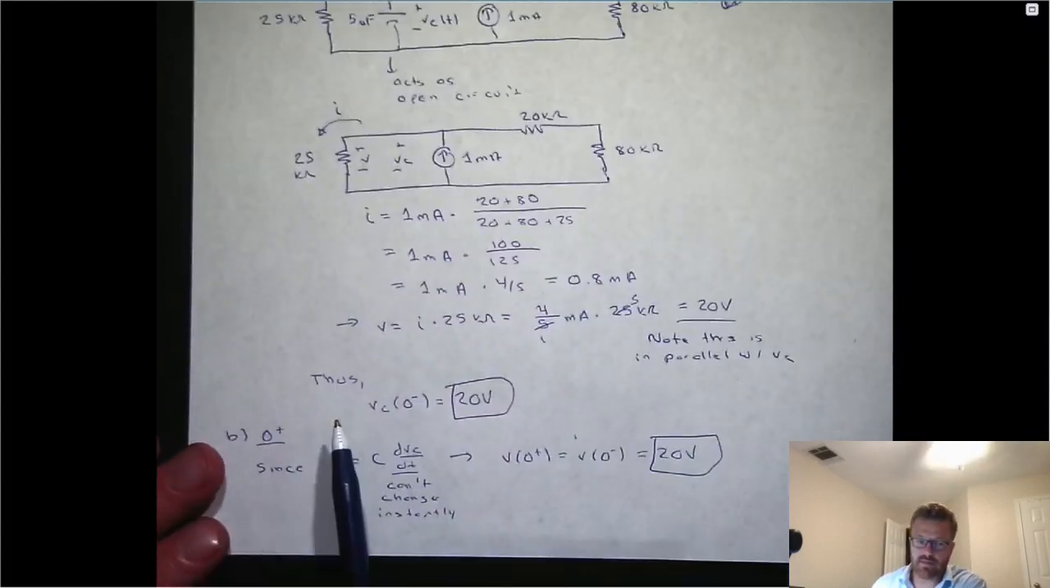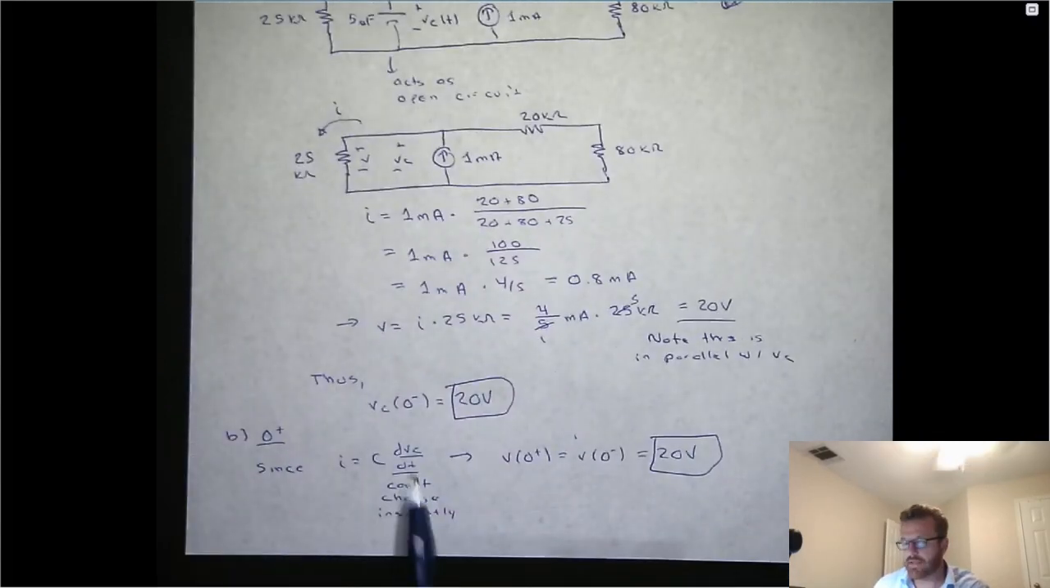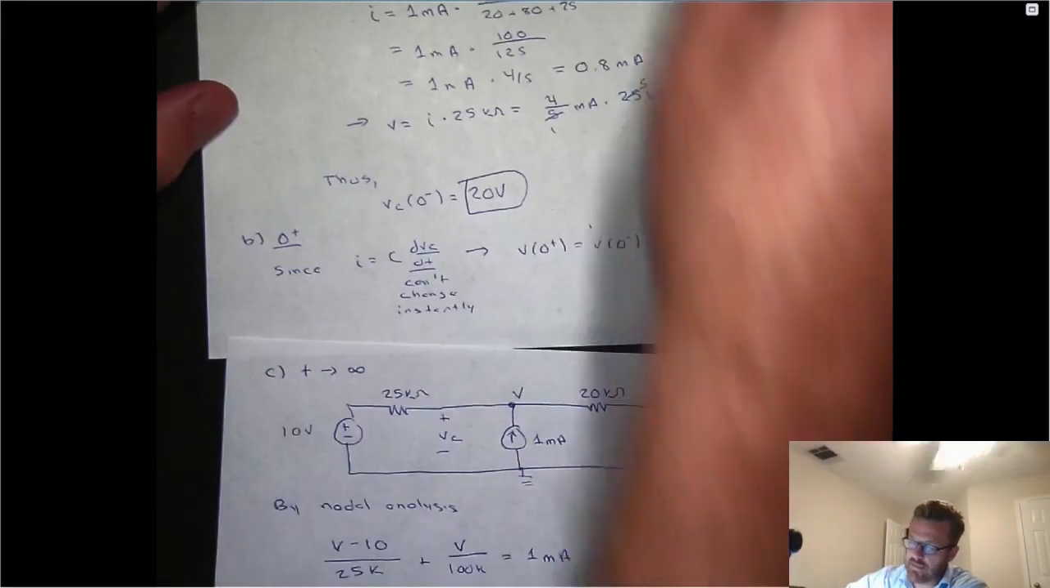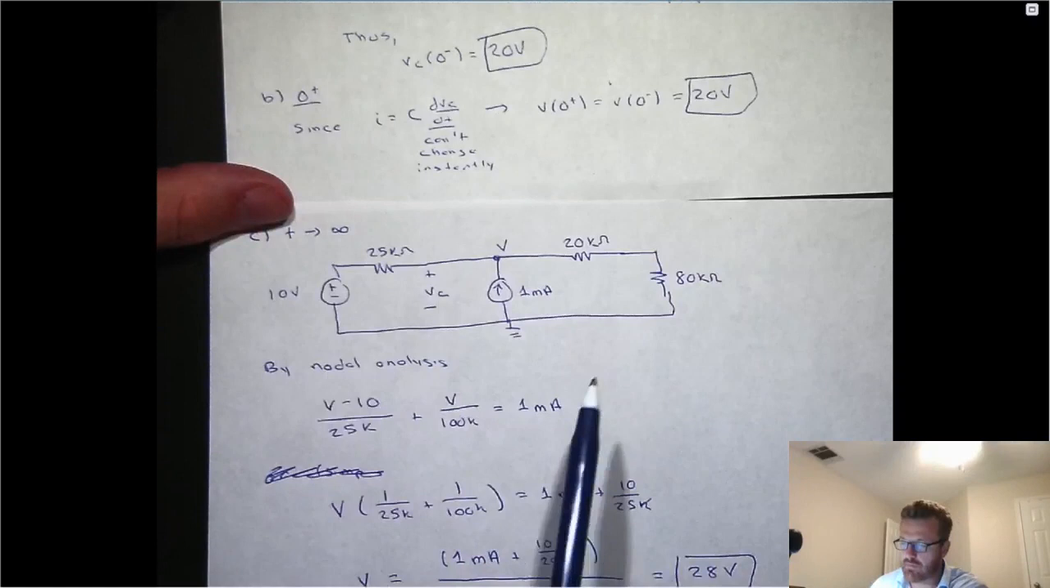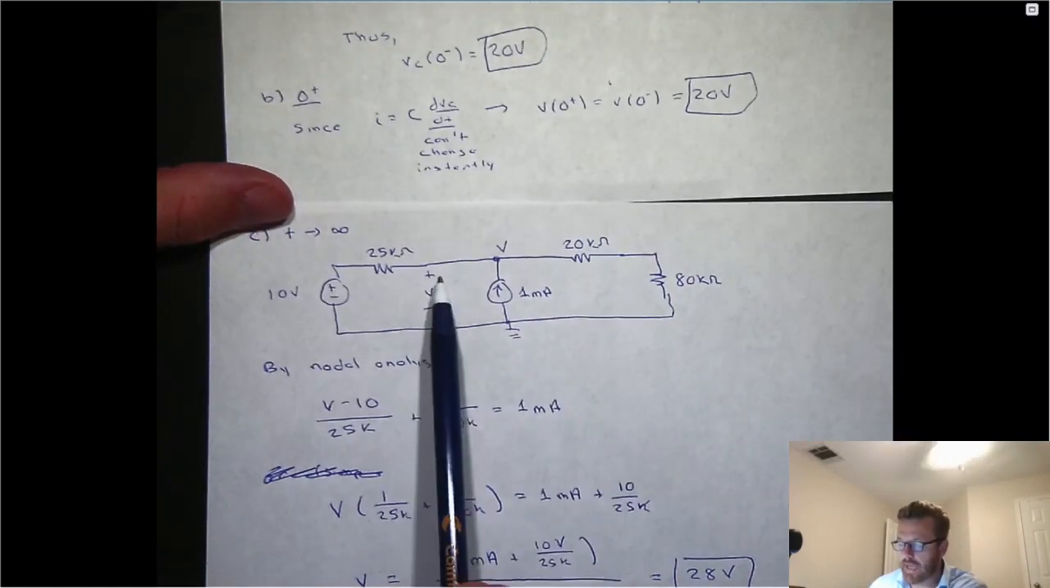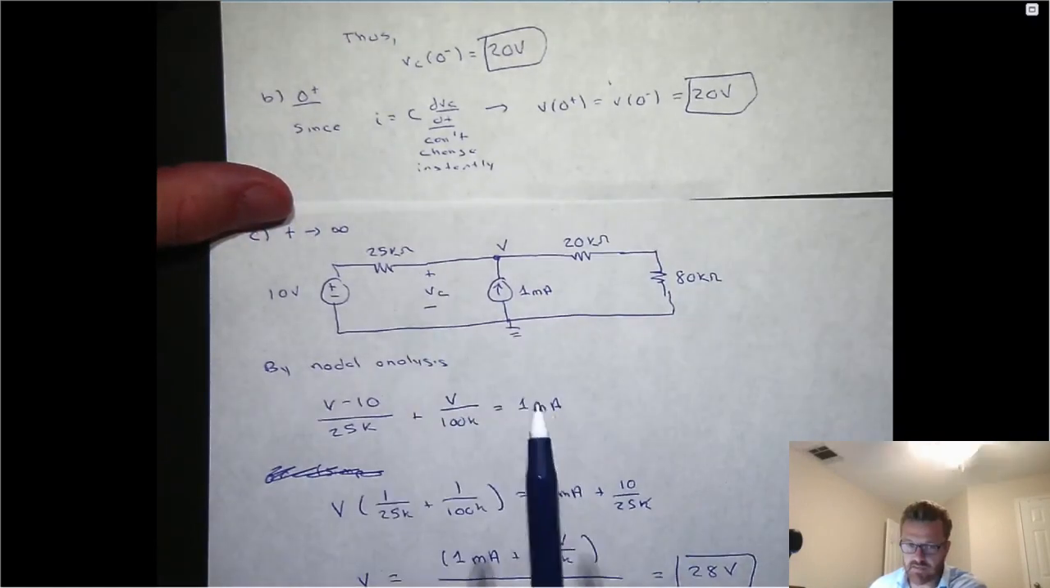Now let's solve it at 0 plus. Well, remember the voltage across the capacitor can't change. So V of 0 plus is just going to be V of 0 minus, which is going to be 20 volts. So next, let's solve it as t goes to infinity. And as t goes to infinity, what we want to do is replace the capacitor basically by an open circuit from an analysis point of view.